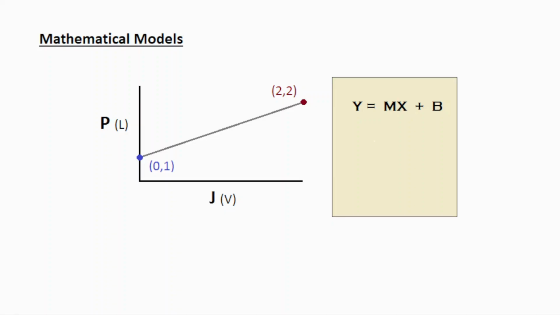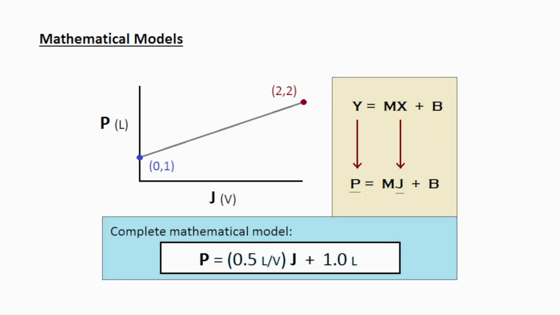Also related to graphs are mathematical models. We are trying to write an equation that relates the variables that are being graphed. This is a linear graph shape, so we'll start with that slope-intercept form again, but we are not graphing variables y and x. We are graphing variables p and j, so I'll sub those into their respective places. The slope and the y-intercept can be found as numerical values. Being that I have 2 points labeled in this graph, I can find the slope as 0.5 with the units of rise over run, or L over V, and the y-intercept is a value of 1L. So this is a complete mathematical model. It describes the relationship between variables p and j, and I can use it to make future predictions.